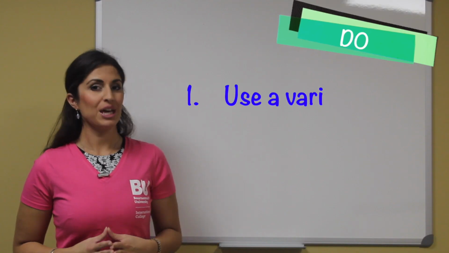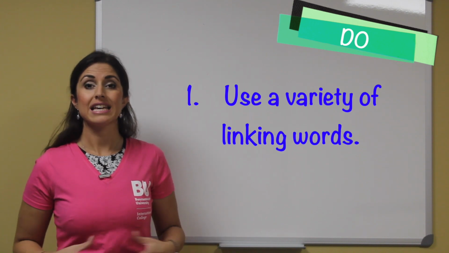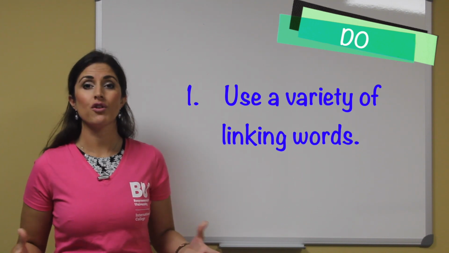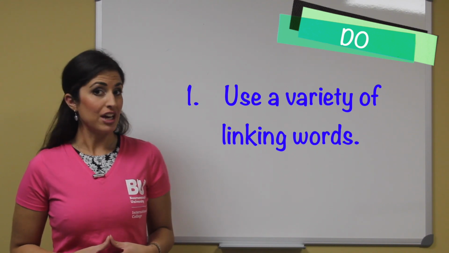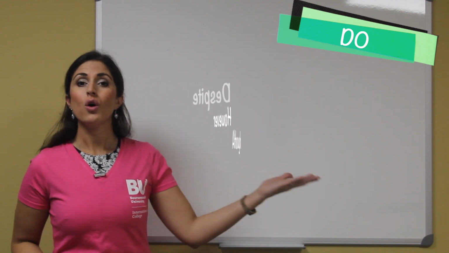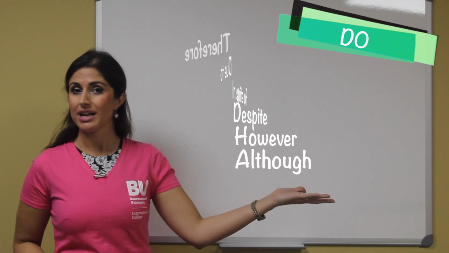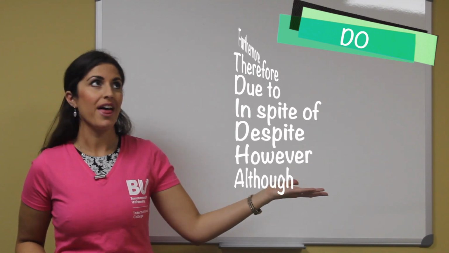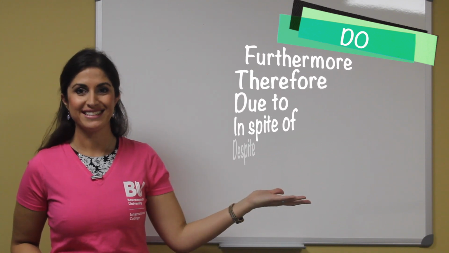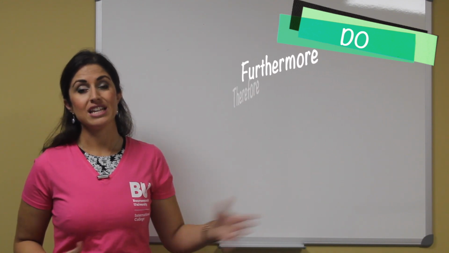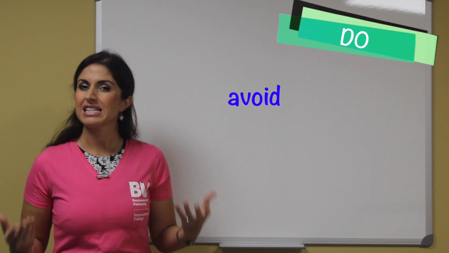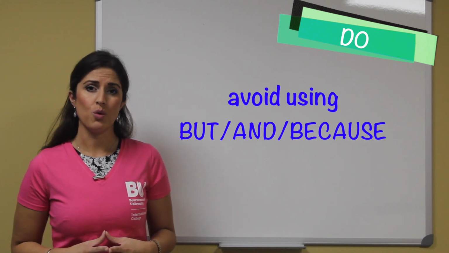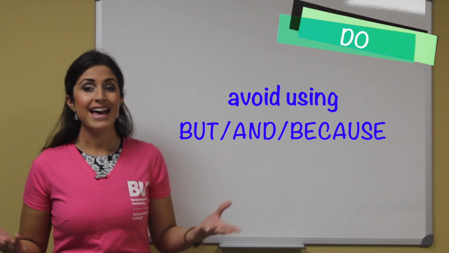Firstly, linking words. These are words that connect your sentences and paragraphs together to help structure your essay. They include words like although, however, despite, in spite of, due to, therefore, furthermore. A range of these words ensures avoiding repetition, but also avoiding very simple high-frequency linking words like but and because.